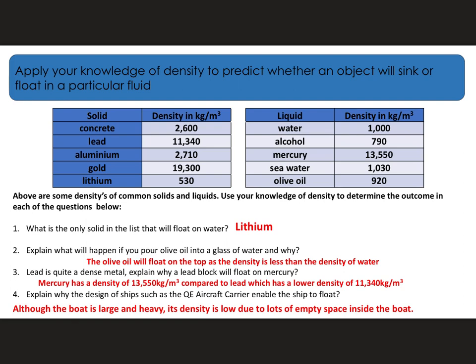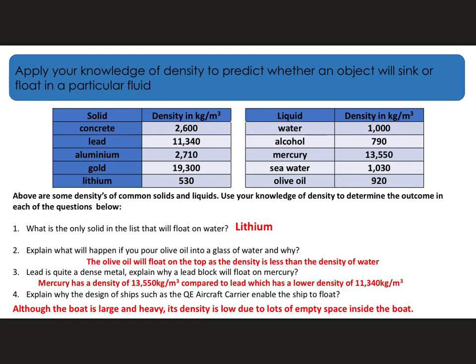Okay, moving on to question 3. It says lead is quite a dense metal. Explain why a lead block will float on mercury. So if you come here and look at lead. So lead has a density of 11,340, but mercury has a higher density than that of 13,550 kilograms per meters cubed. Because mercury has a density of 13,550 compared to lead, which has a lower density, then lead will float on top of the mercury liquid.